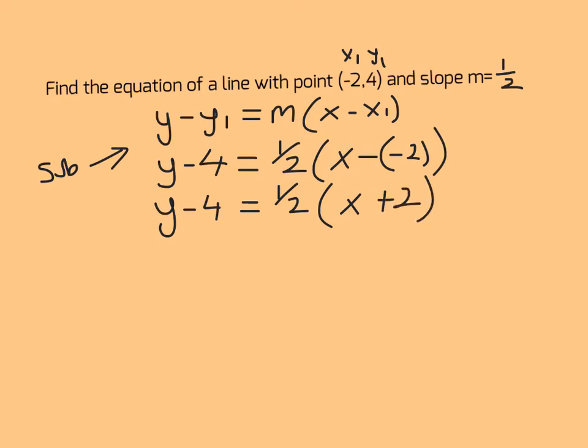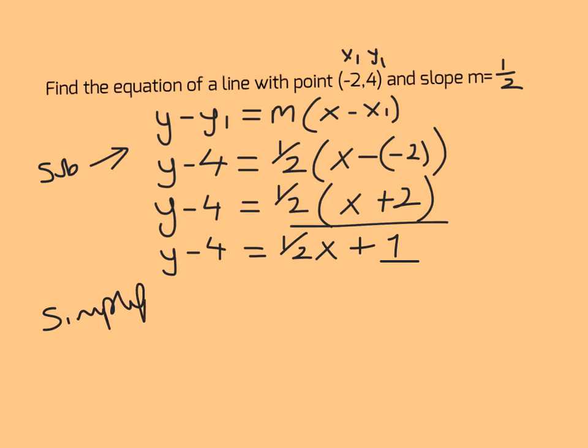Okay, and finally then I can get rid of this. So I can multiply in that half. So I get y minus 4 equals a half x plus a half multiplied by 2 will just give me 1. Okay, and let us simplify to the form ax plus by plus c equals 0. So let's simplify it to that form.